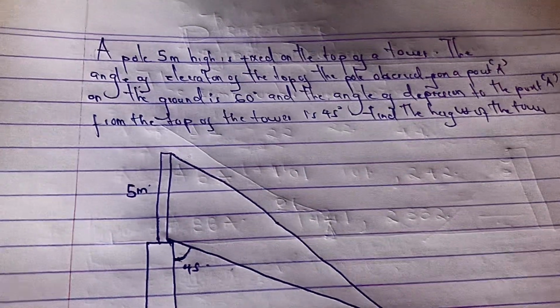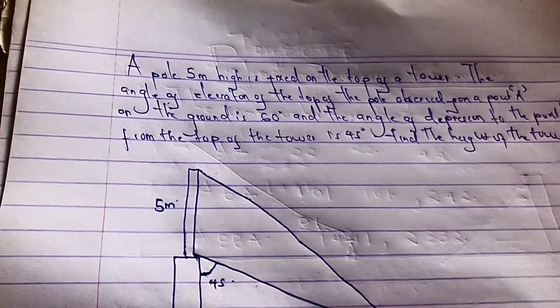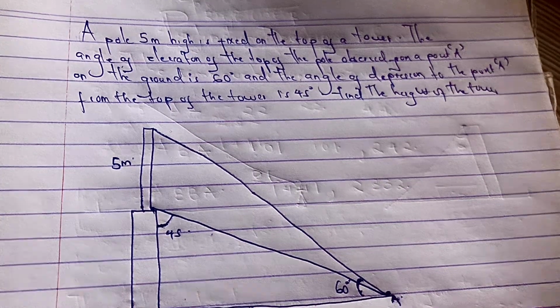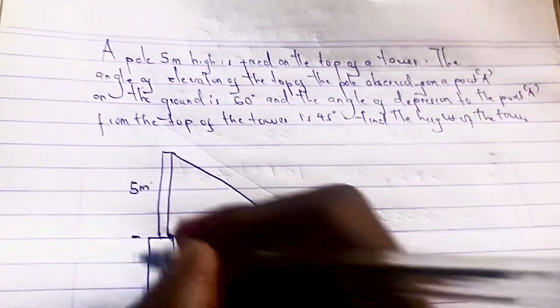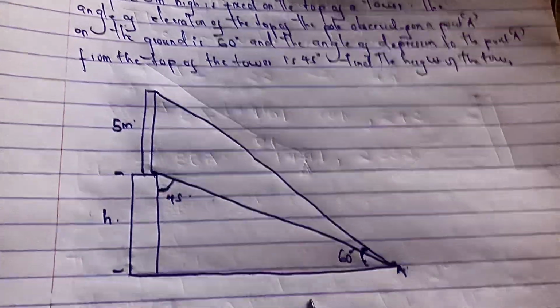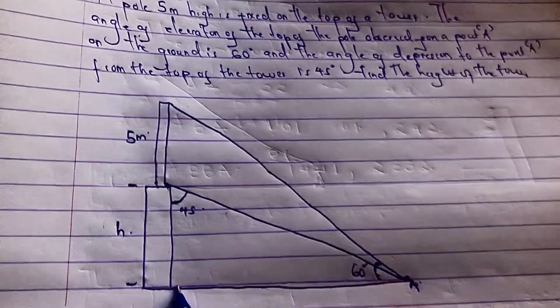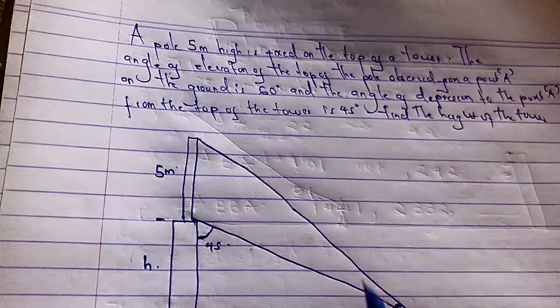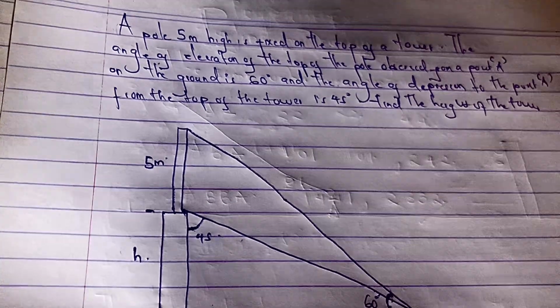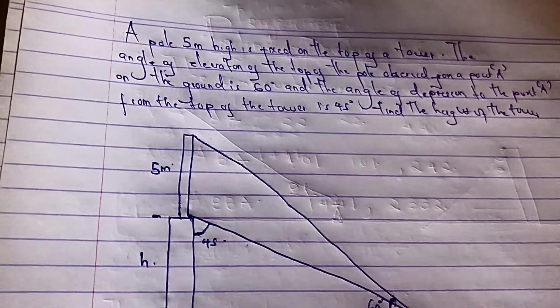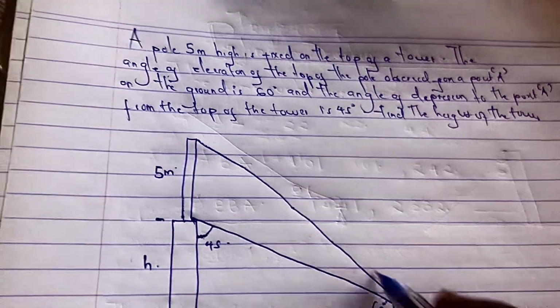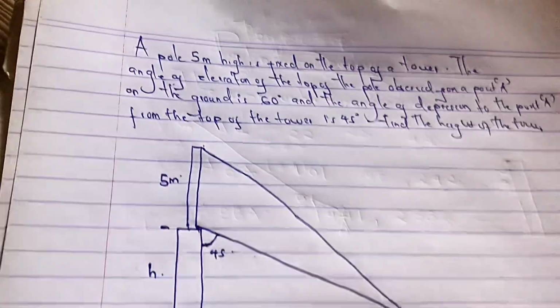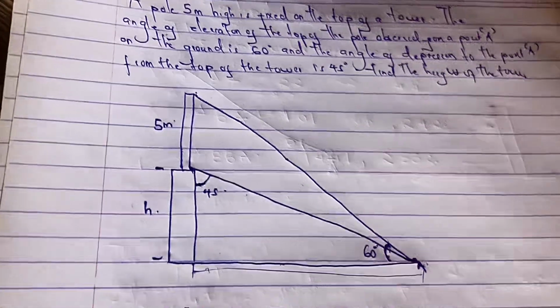Remember, this is our ground. Then they are telling us to find the height of the tower, this height here, which is h. But to find this h, we need to first find the distance from here to here. So we shall use the first triangle, having this angle as 60 and this side as 5 plus h.